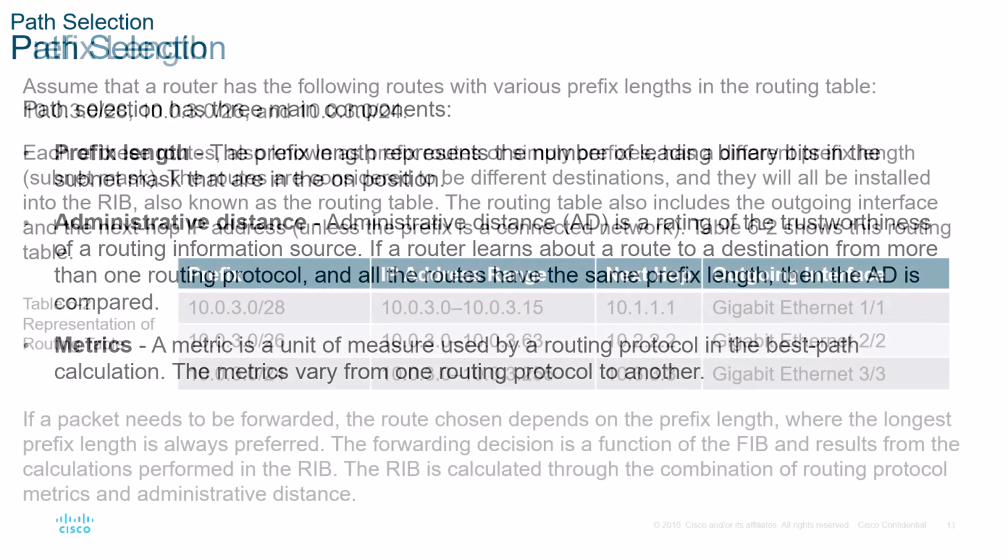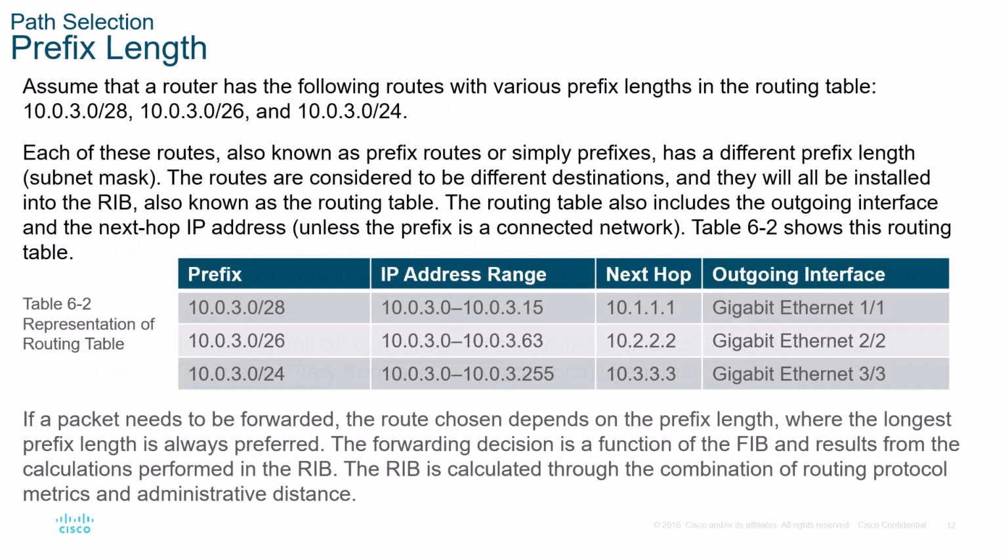All right, so let's get into our prefixes. Again, the prefix is looking at the number of bits that are turned on, which normally we call the ones in our subnet. So assuming that the router has the following information: 10.0.0.3 with a /28, 10.0.0.3 with a /26, 10.0.0.3 with a /24. I'm going to go ahead and break down these three addresses.